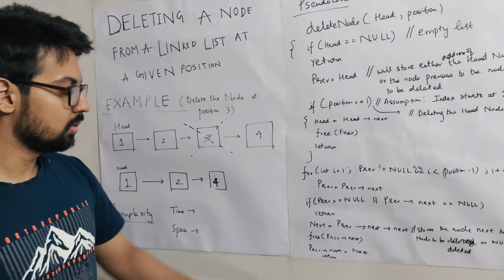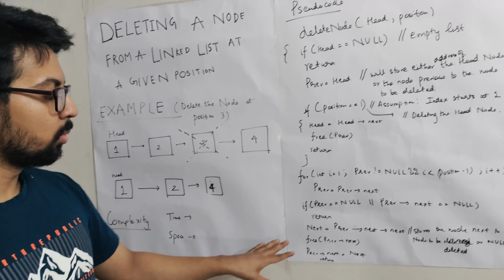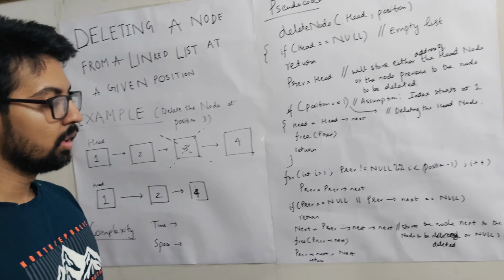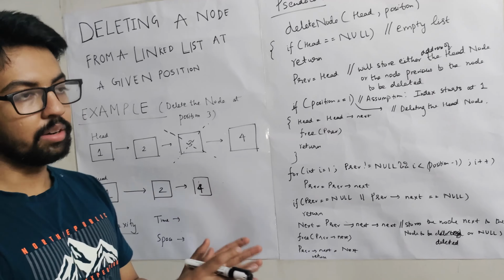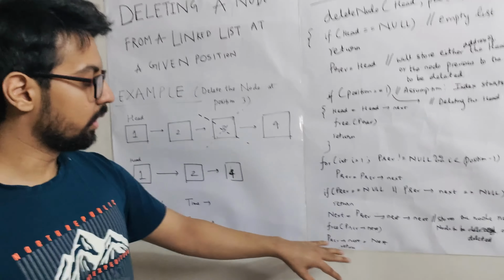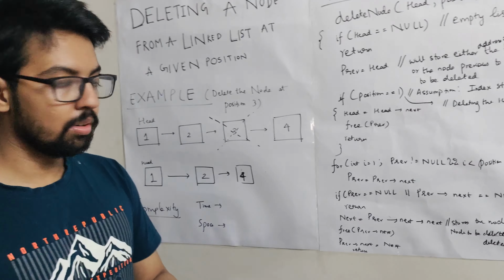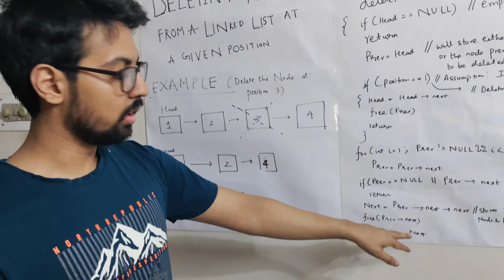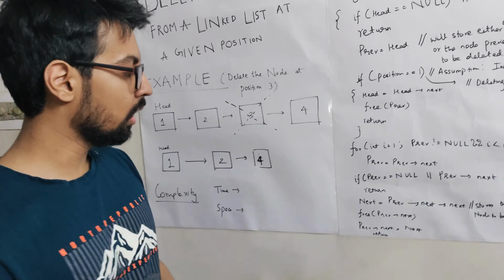If that is not the case, then we'll store another pointer next, which will store the address of the node next to the node to be deleted, and we will be freeing up previous dot next, which will be the actual node to be deleted, and previous dot next will finally refer to the capital Next with a capital N.